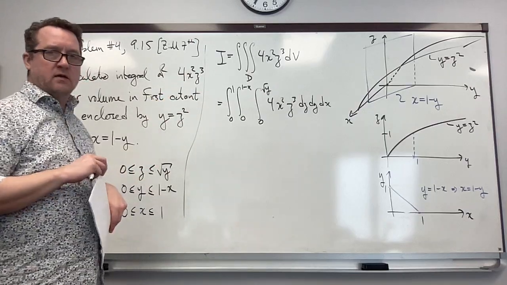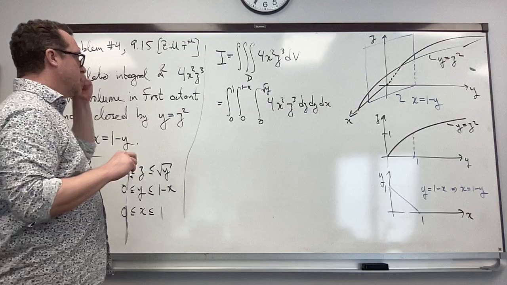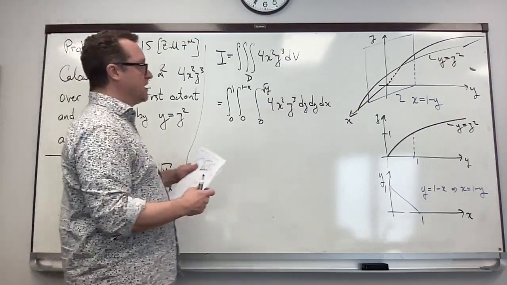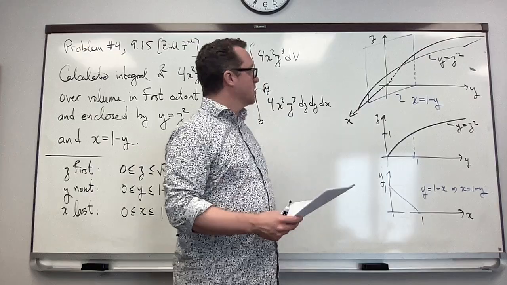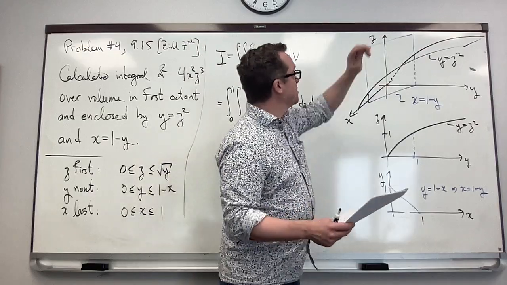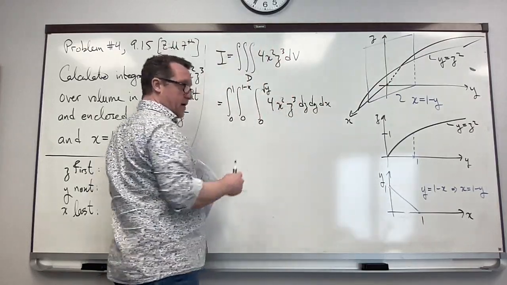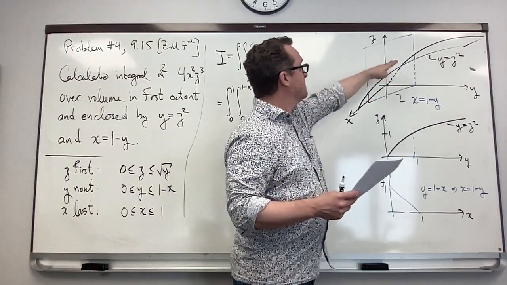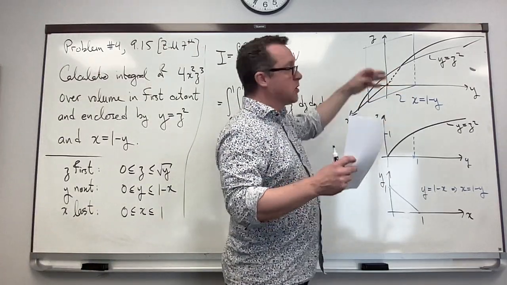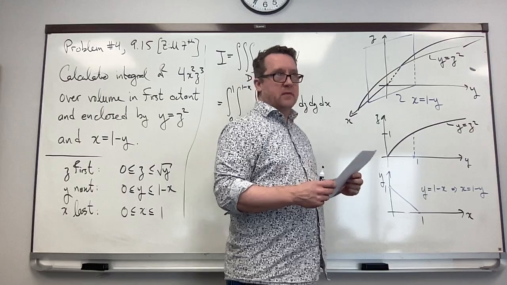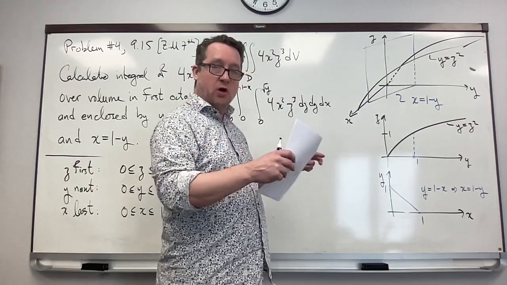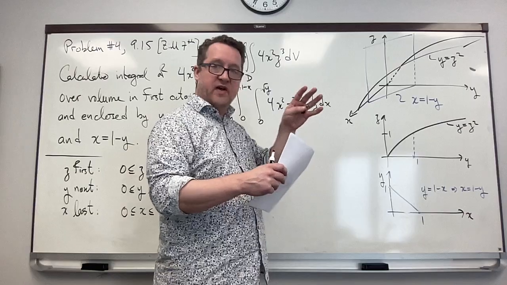Probably the most common mistake in setting this up is right here. People go, well, I'm going to integrate in the z direction first, so I go from 0 to z squared, and they write 0 to z squared here. They're not really thinking clearly. They know they want to go from the bottom up to this curve, and then they think, oh, this curve is z squared. Well, it's y equals z squared, but I need to go up along z. So I need to solve the curve for z as a function of x and y.